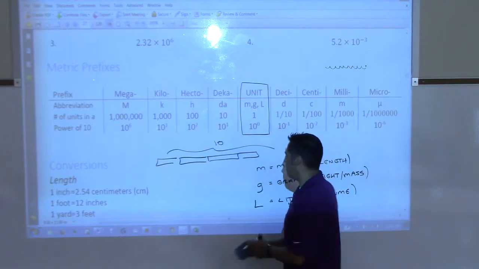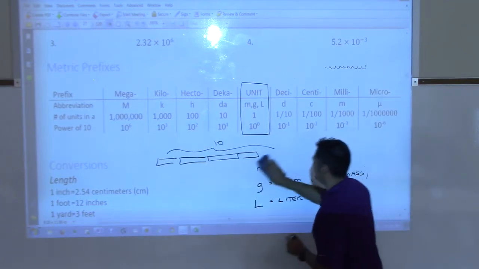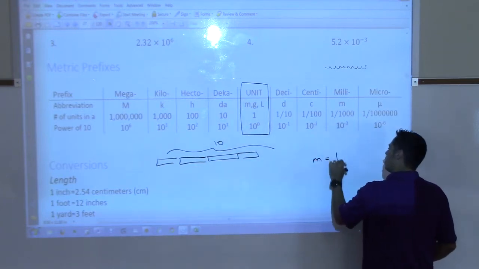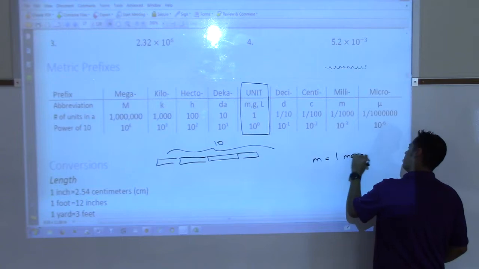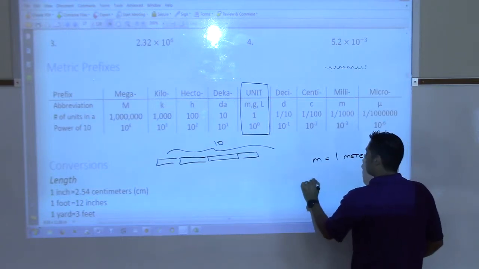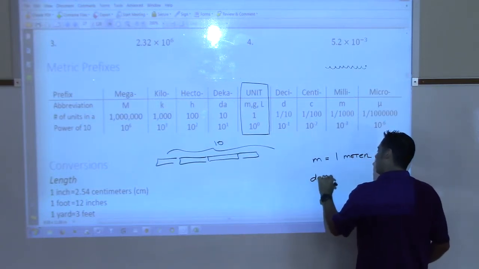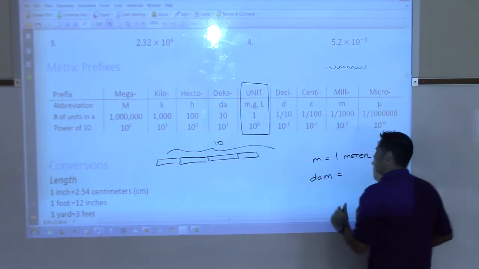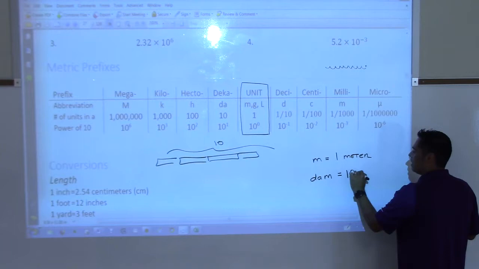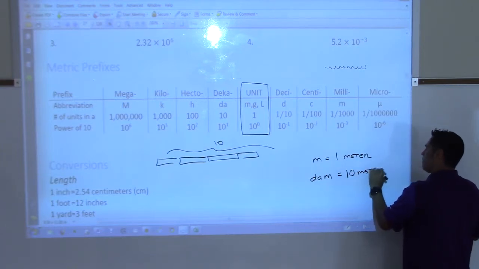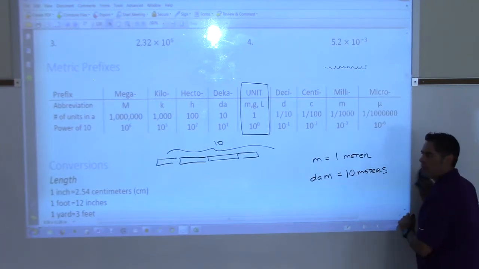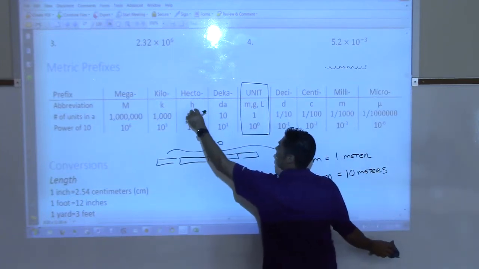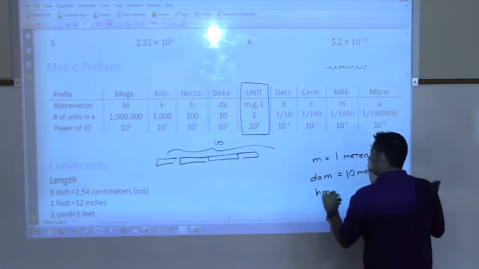So instead of writing meter, let's use these prefixes. M would stand for 1 meter. And then decameter, D-A-M, dam. If you write D-A in front of the M, then this would represent 10 meters. And then if you have a hectometer, that's H in front of the M, that's what?